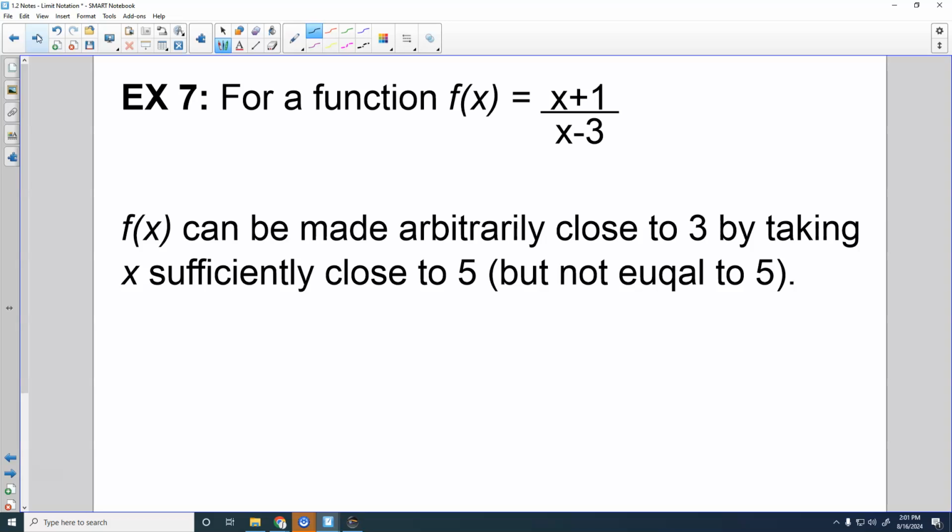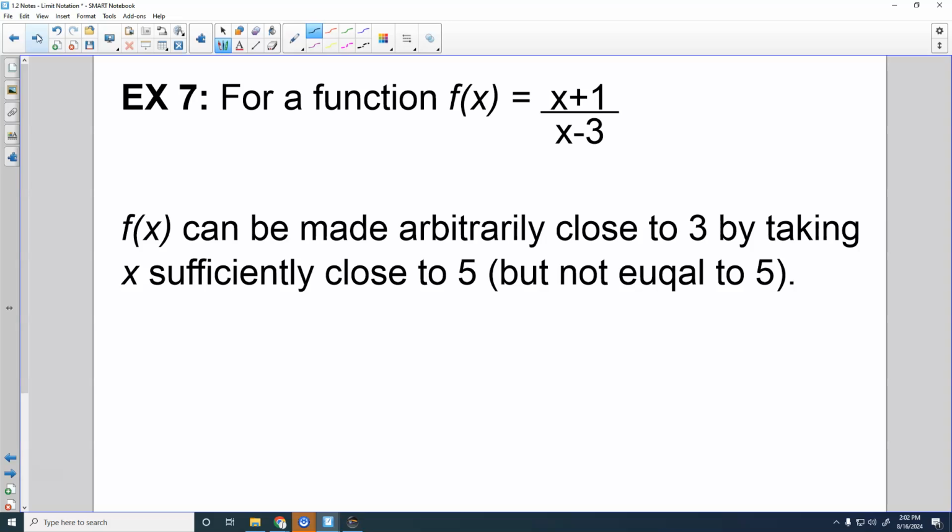Okay, now, these I think are a whole lot harder because they use that crazy language that we saw in the definition of the limit. And I've seen a few of these questions on AP Classroom. I don't know that it's something that's going to end up on the actual AP exam, but they could use this language within a problem possibly. So for a function f of x equals x plus 1 over x minus 3, f of x can be made arbitrarily close to 3 by taking x sufficiently close to 5 but not equal to 5.